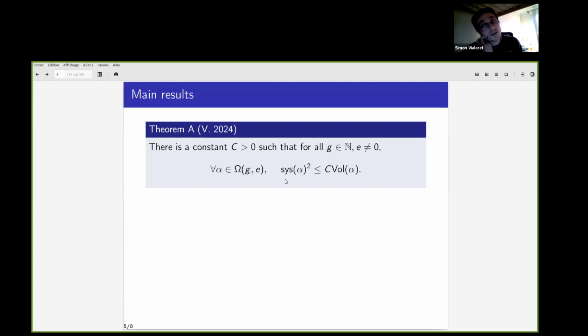Okay, so let's make a few comments about this. First, we can weaken a bit this assumption of being invariant under a free S¹ action.